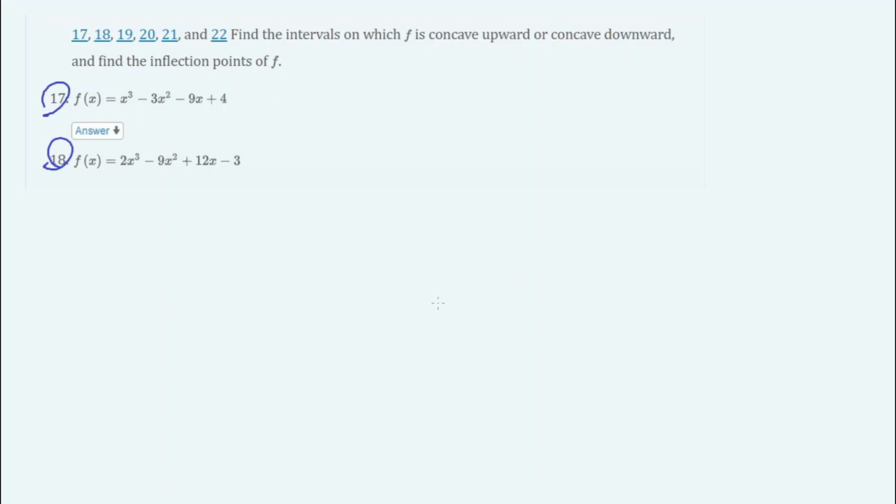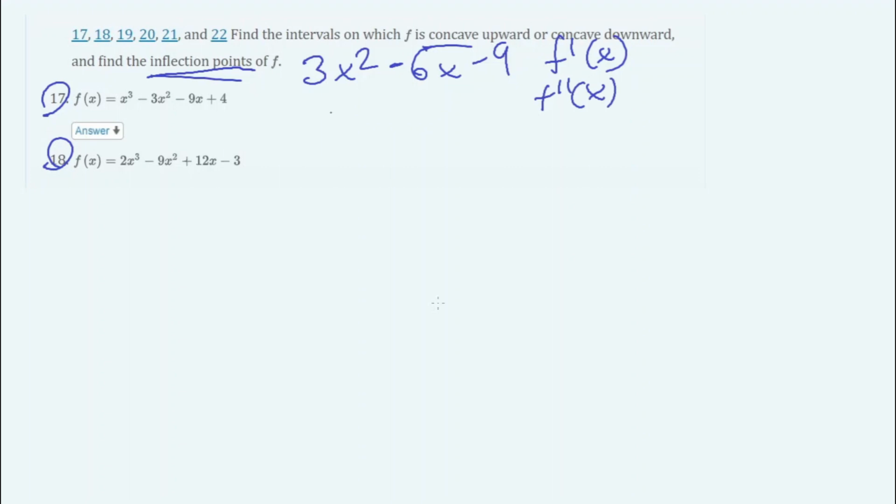Alright, so let's take a look at number 17. Number 17, we have x cubed minus 3x squared minus 9x plus 4. We have to find the second derivative in order to figure out the concavities and the inflection point. Inflection point is essentially when the second derivative is equal to 0, and then we'll figure out what happens to the left and right. So let's find the first derivative of this. It's going to be 3x squared minus 6x minus 9. That is f prime of x, and f double prime of x is going to be 6x minus 6.